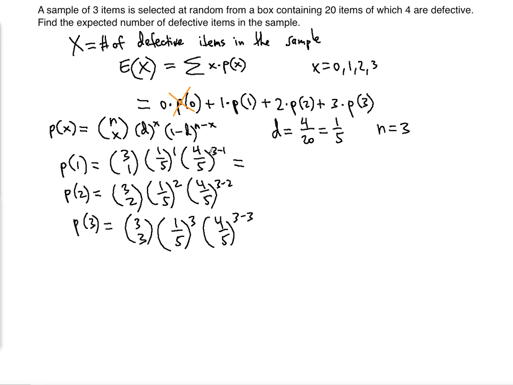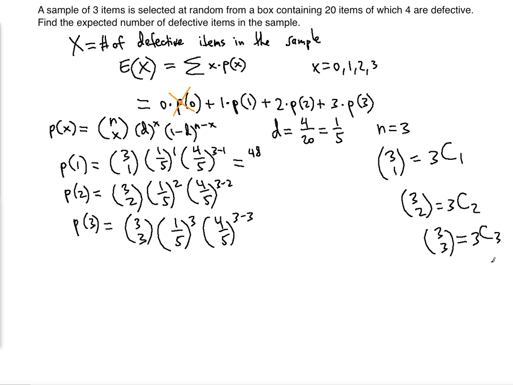So this is going to be squared, 16 times 3 is 48. 3 choose 1 is 3C1, a combination. 3 choose 2 is 3C2. Find that on your calculator. 3 choose 3 is 3C3. This is 3, this is also 3, and this is equal to 1. So 3 times 4 squared, which is 48. 16 times 3, 48, out of 125.